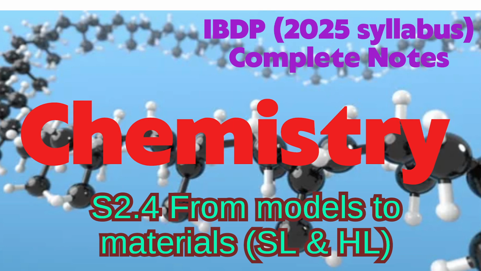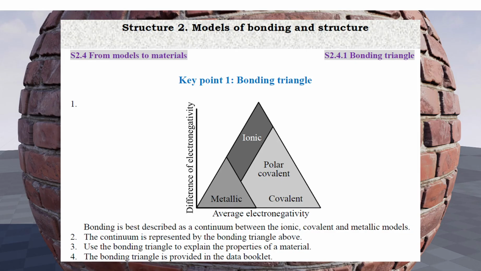Now we are still at S2. We are on S2.4, from models to materials. We learn about models of bonding, ionic, covalent, and then we talk about polymerization at last. It is SL and HL. HL is the last part.